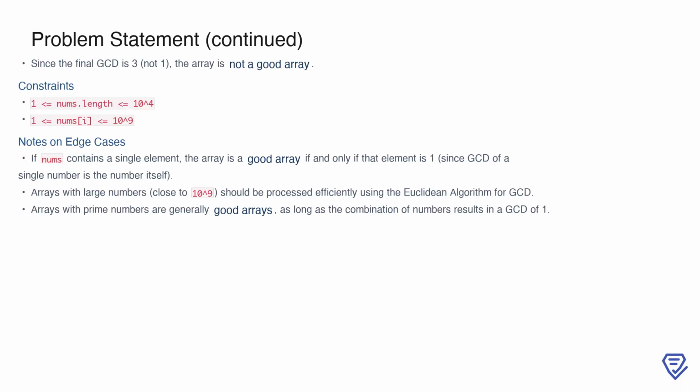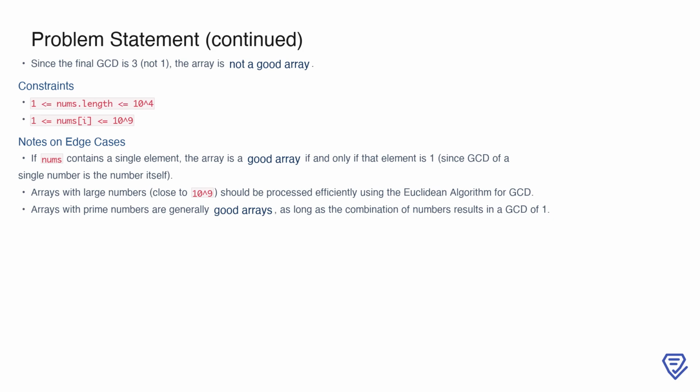From these examples, we can conclude that a good array must have all elements combined in such a way that their greatest common divisor is exactly 1. Looking at the constraints, we see that the length of the array can be as large as 10,000, and the values can go up to 1 billion. This means we need an efficient method to compute the GCD, such as the Euclidean algorithm, to handle these large numbers.